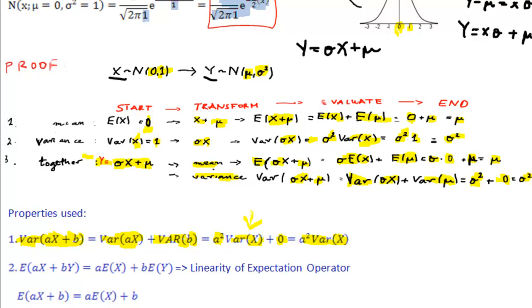Okay, so this was just to prove that indeed this transformation y equals sigma times x plus mu is achieving the desired result of transforming our standard normally distributed variable with mean 0 and variance 1 into one variable which is normally distributed with mean mu and variance sigma squared.